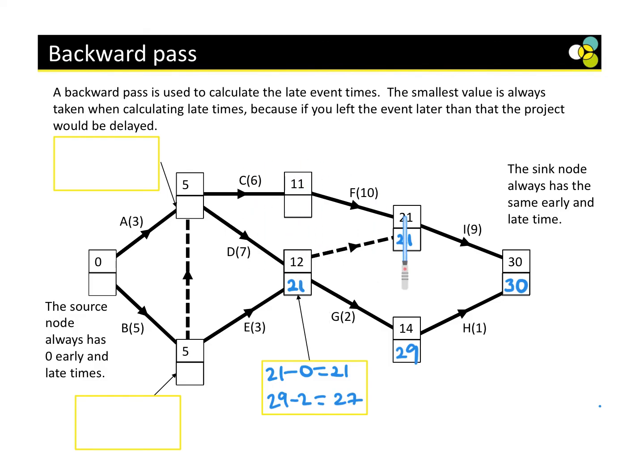Now, this node only depends on F, so I can just do 21 minus 10. Perfect. Now, what is 21 minus 10? 11. Okay, so now, if I have a look at this one, there's actually 1, 2 coming into this, isn't there? It's either 11 minus 6.